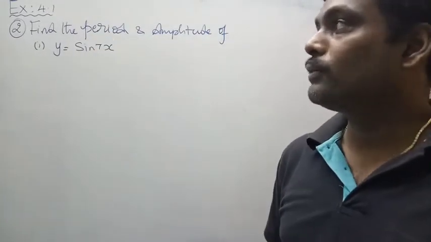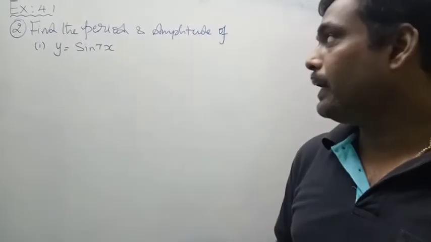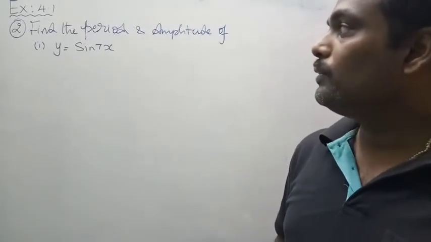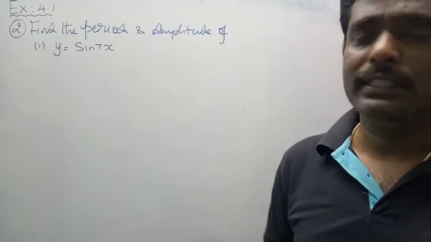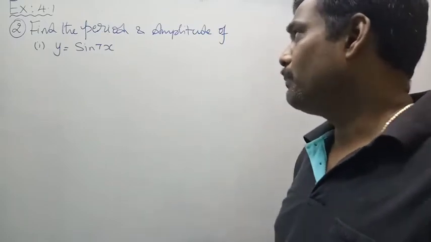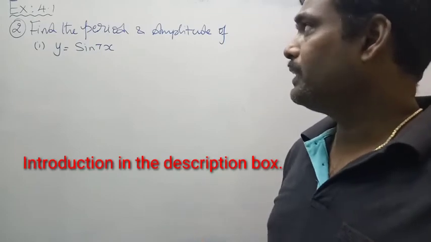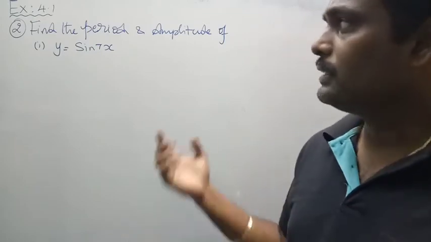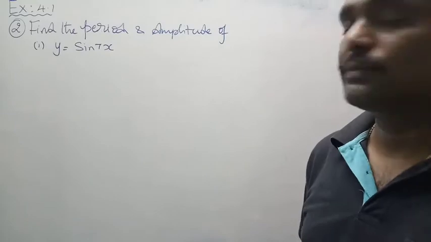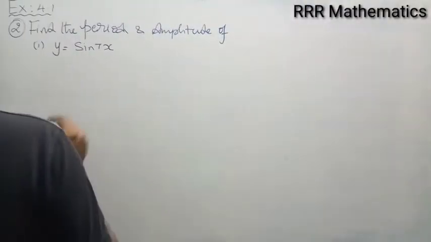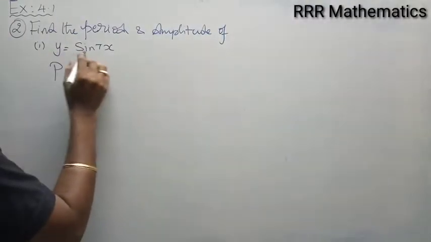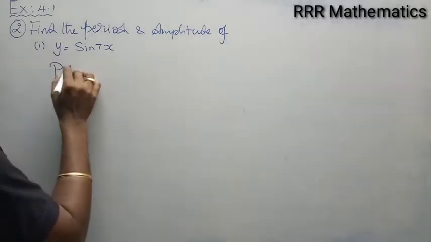Exercise 4.1 question number 2. Find the period and amplitude of y equal to sine 7x. We have three options here. We want to find out the period and amplitude. In the introduction itself, we can understand what is the period of sine x and amplitude. So we will discuss different kinds of functions in terms of sine. Is it clear? So in this case, y equal to sine 7x, option number 1.